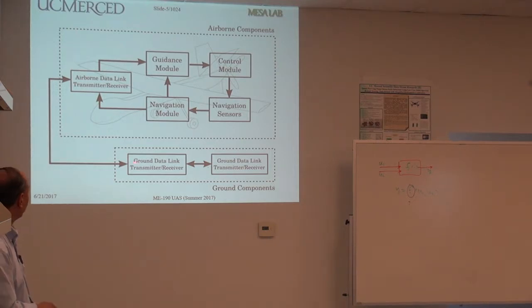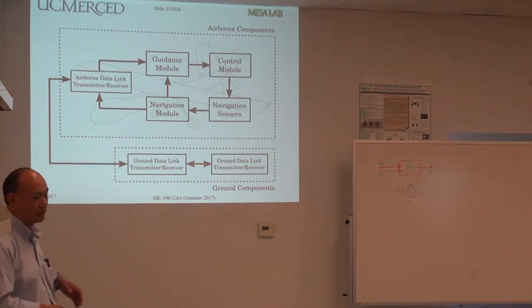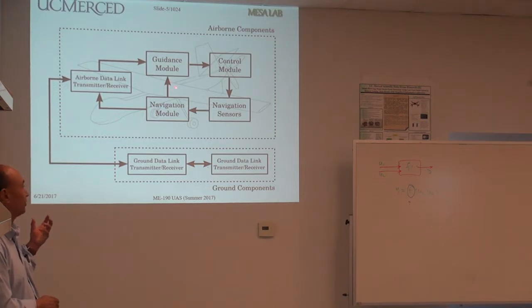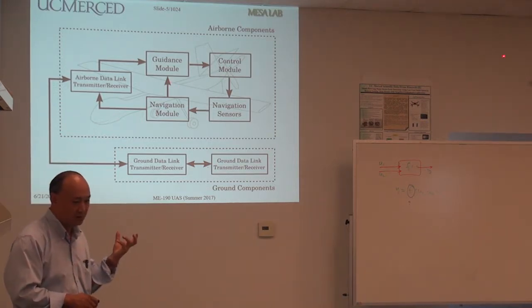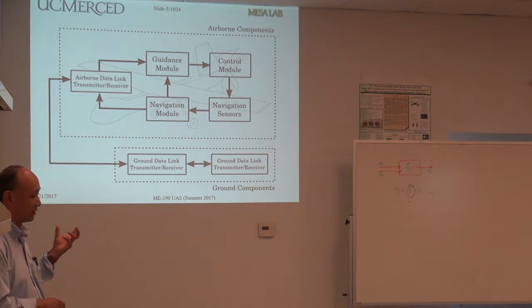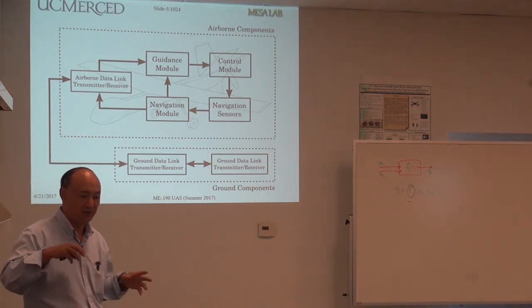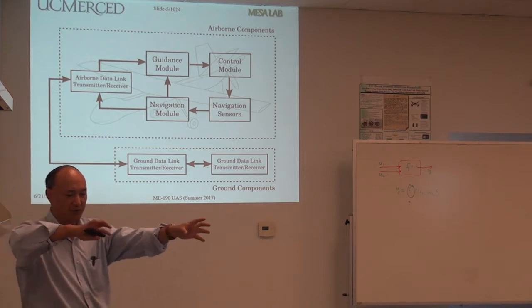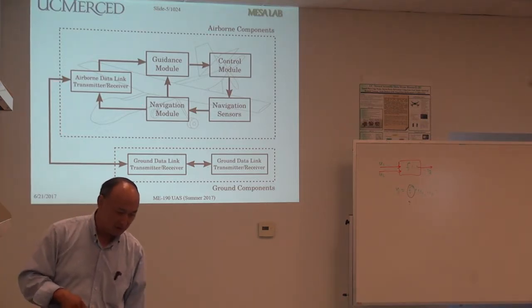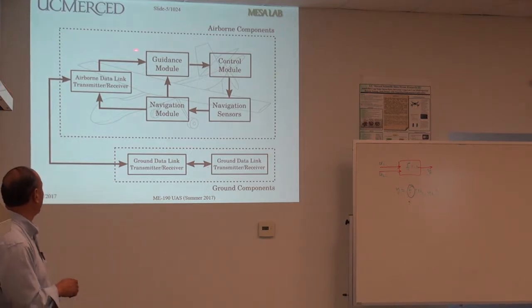When you send or receive information, you have the airborne data link, transmitter and receiver, which passes that information to the guidance module. The guidance module receives the navigation module's output and gives it to the control module. The control module will also cause a change in the navigation sensor readings, because if you control, the navigation sensor readings will be different. Then you put that in the navigation module, and that information comes back. That's from a different point of view. This is the aircraft here.